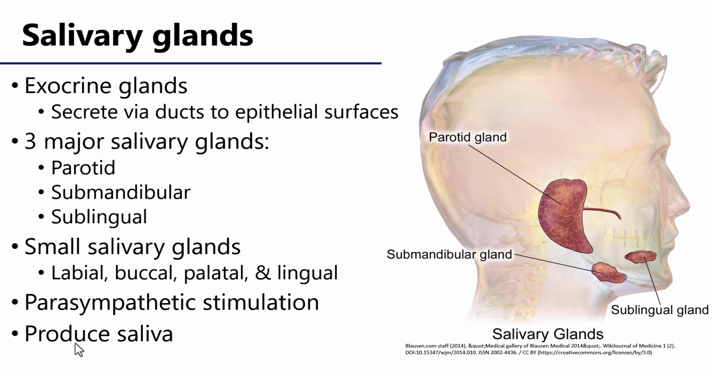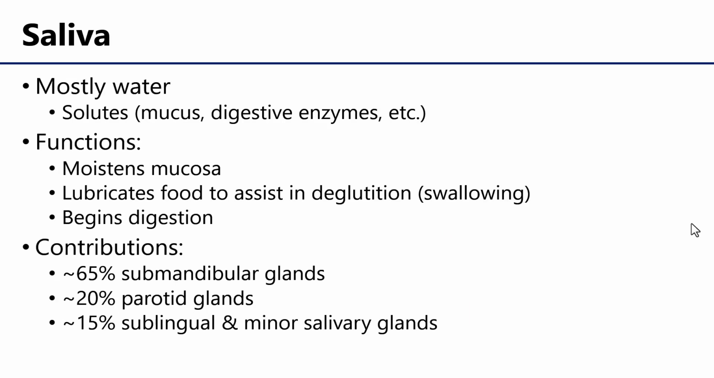There are three major pairs of salivary glands: parotid glands, which we will be discussing in this video, submandibular glands, and sublingual glands. There are also small or minor salivary glands associated with various mucosa. In particular, there are labial, buccal, palatal, and lingual salivary glands. Salivary glands secrete with parasympathetic stimulation, and the product of that secretion is saliva.